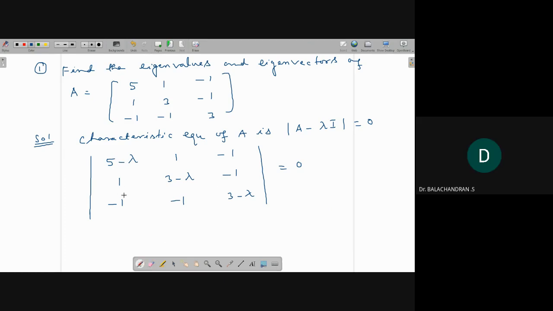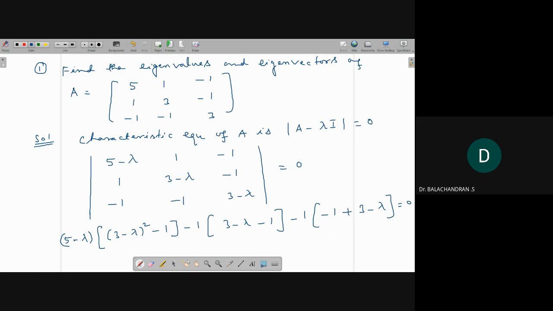Okay, so now you need to expand this determinant. 5 minus lambda into (3 minus lambda) whole square, minus 1 into, leaving this column and this row, minus 3 minus lambda, plus 1 into, leaving this column and this row, multiply these two, minus 1 plus 3 minus lambda. Please check it carefully, which is equal to 0.